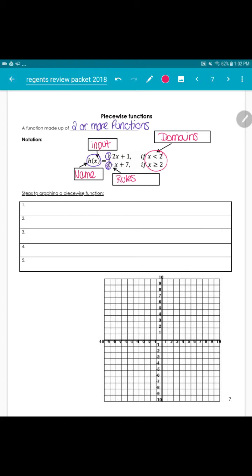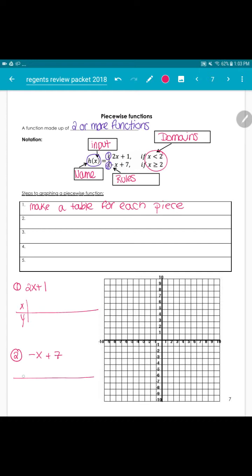The first step is to make a table for each piece. So piece 1 is going to be 2x plus 1. And I'm going to make my table. And piece 2 is going to be negative x plus 7. And I'm going to make a table.